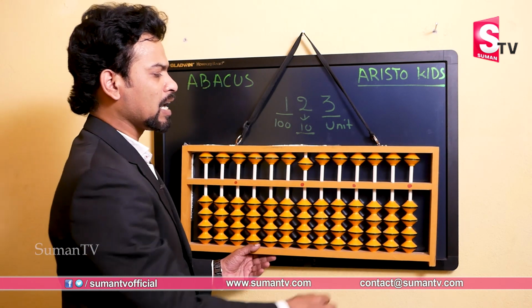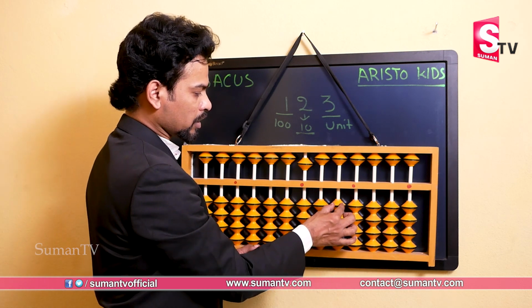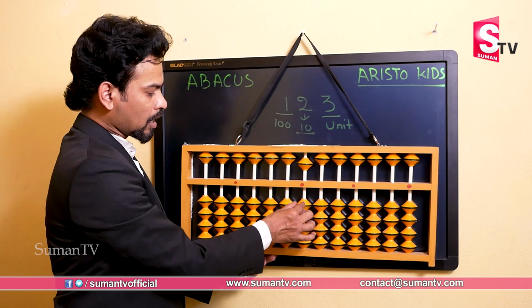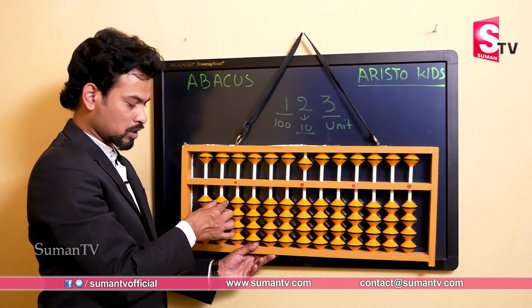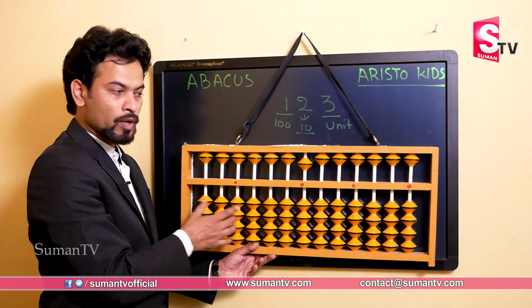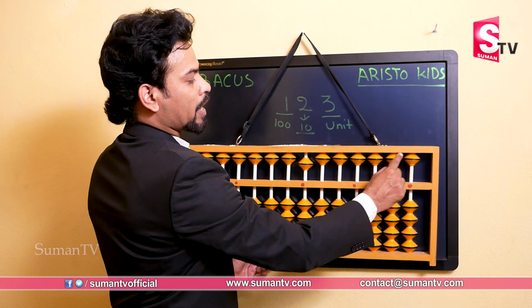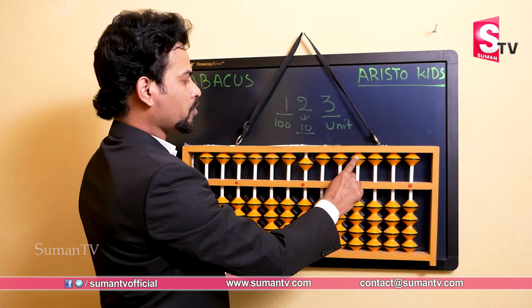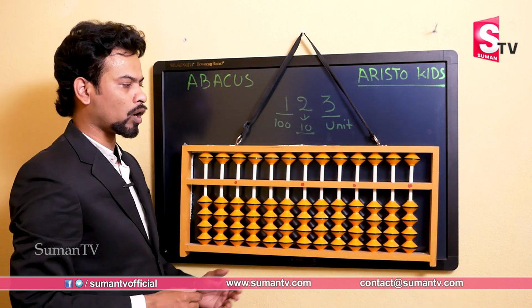It increases 10 times each place. This is 1, 10, 100, 1000, 10,000, 1 lakh, 10 lakh, 1 crore, 10 crore, 100 crores, 1000 crores, 10,000 crores, and 1 lakh crore. We can count up to this. Similarly, the upper bead is 5, 50, 500, 5,000, 50,000, 5 lakh, 50 lakh, and so on.